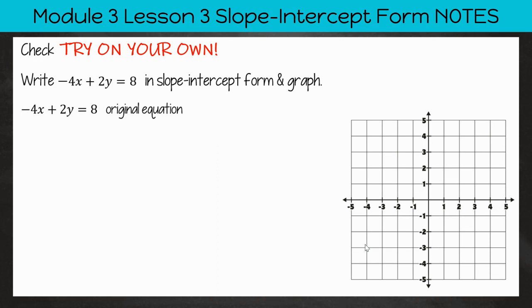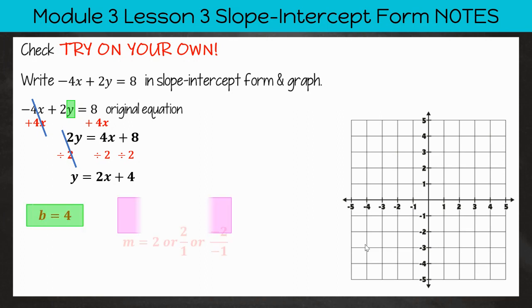All right, now that you're ready to check, again, we're trying to isolate that y, so we're going to add 4x this time because it was -4x on the left side of the equation, so we're going to add 4x to the other side of the equation so that we are using our inverse properties, or properties of equality, sorry. And then we're going to divide all of our terms by 2. And when we do that, we get y is equal to 2x plus 4. So our b is 4 and our slope is 2.